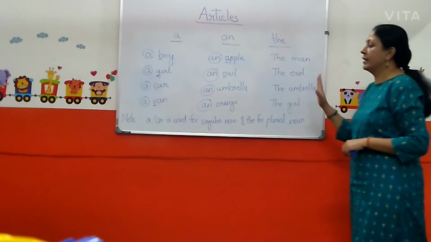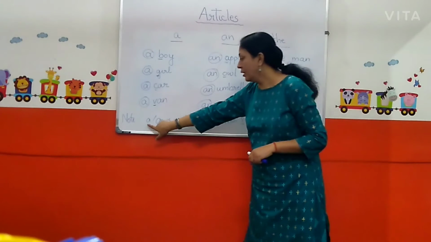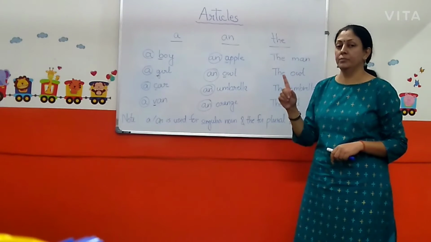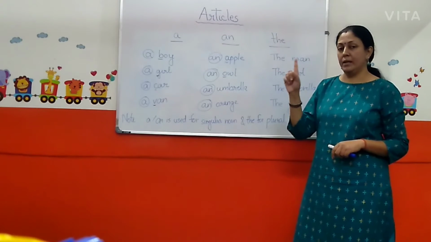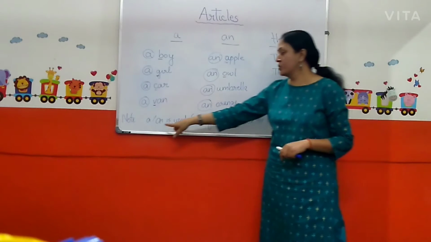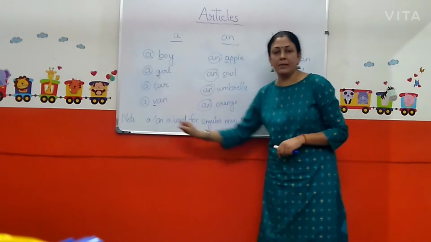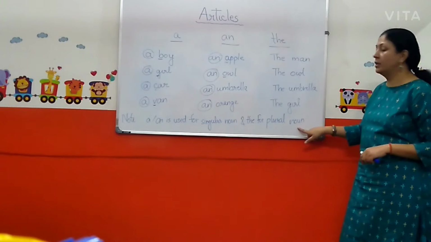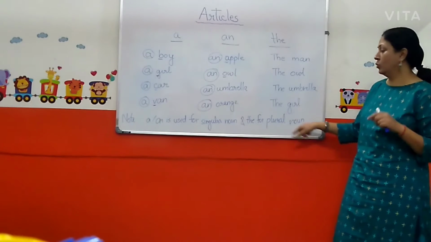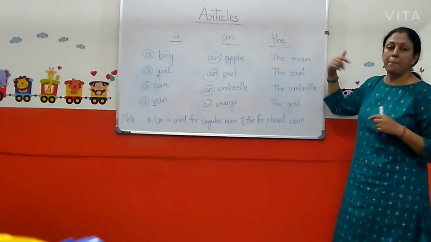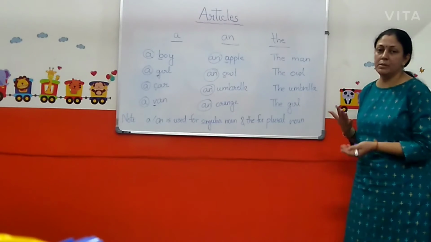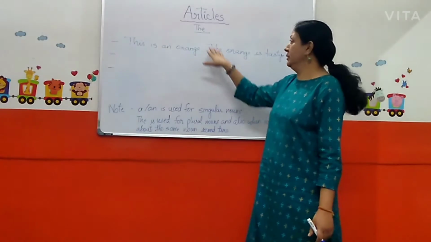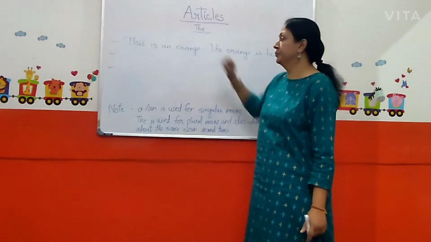The most important thing you have to remember is a or an is used for a singular noun. एक, okay, जो एक हो उसके लिए हम लोग यूज करते हैं a and an. The is always used for plural nouns, more than one. Okay? For example, the men, the apples, the bananas. Now let's learn the use of the article the.